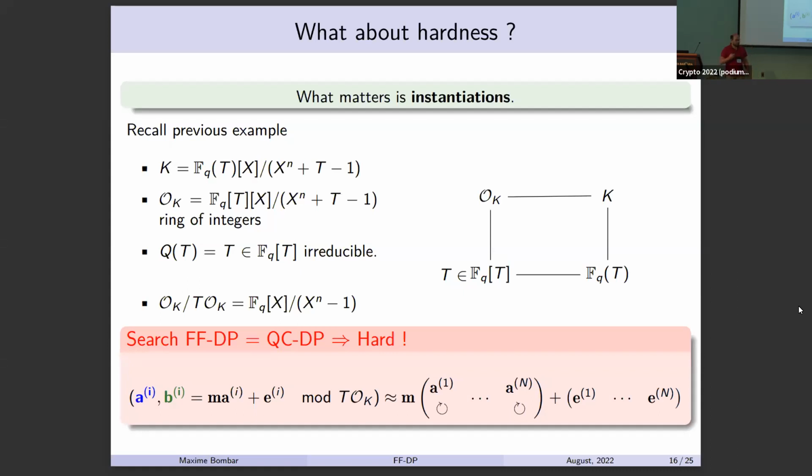So what matters is instantiation. If you choose them very carefully, for instance, if you take this function field here and the prime modulus to be T, which is irreducible, obviously, you actually recover the decoding problem of quasi-cyclic codes. Exactly. So with this instantiation, the search version of the function field decoding problem is hard because this quasi-cyclic decoding problem is hard, and they are both exactly the same problems.